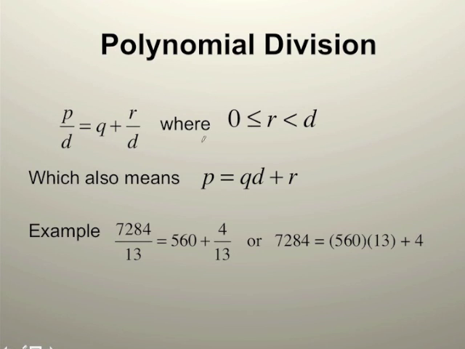When you have that, it also means that the original number equals the quotient times the divisor plus the remainder. For example, 7,284 divided by 13 equals 560 plus 4 over 13, or 7,284 equals 560 times 13 plus the remainder 4.